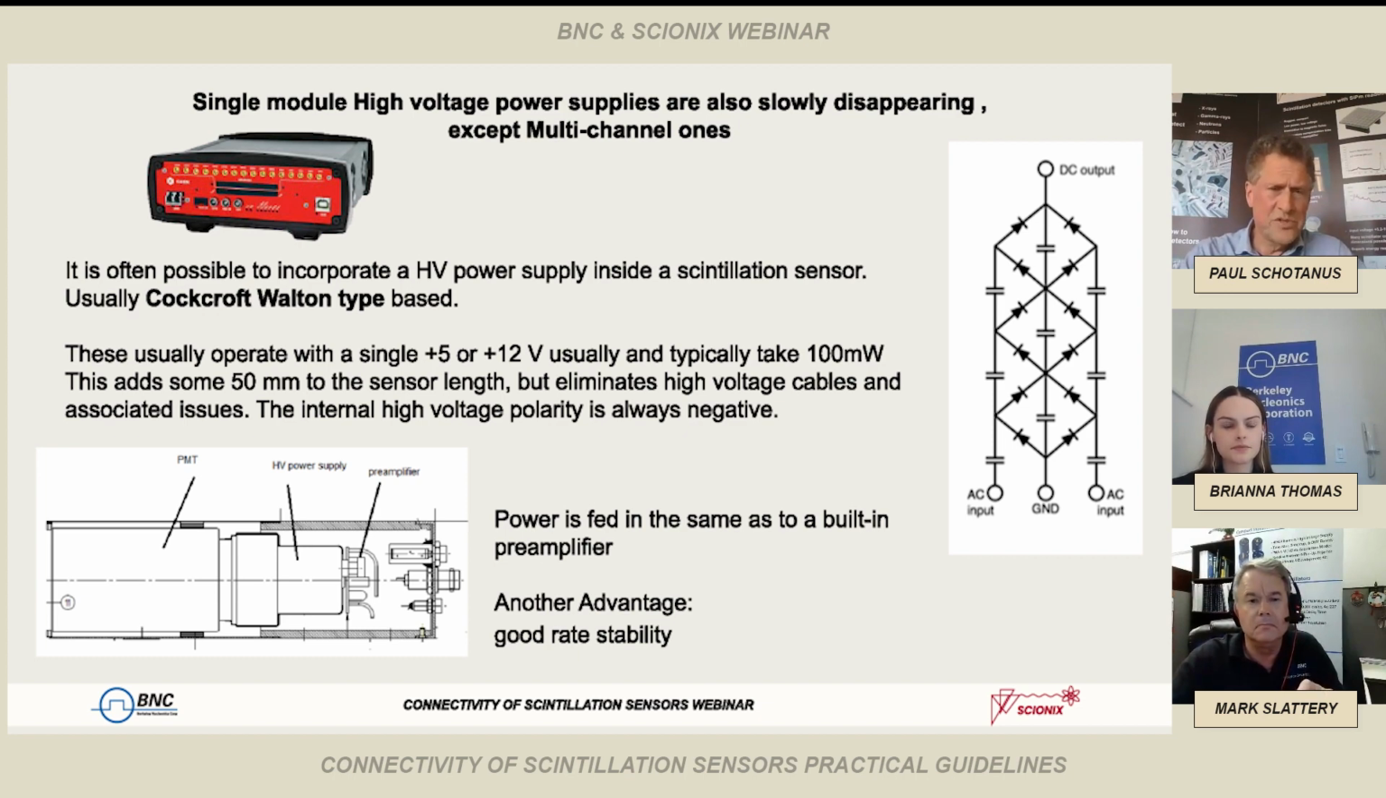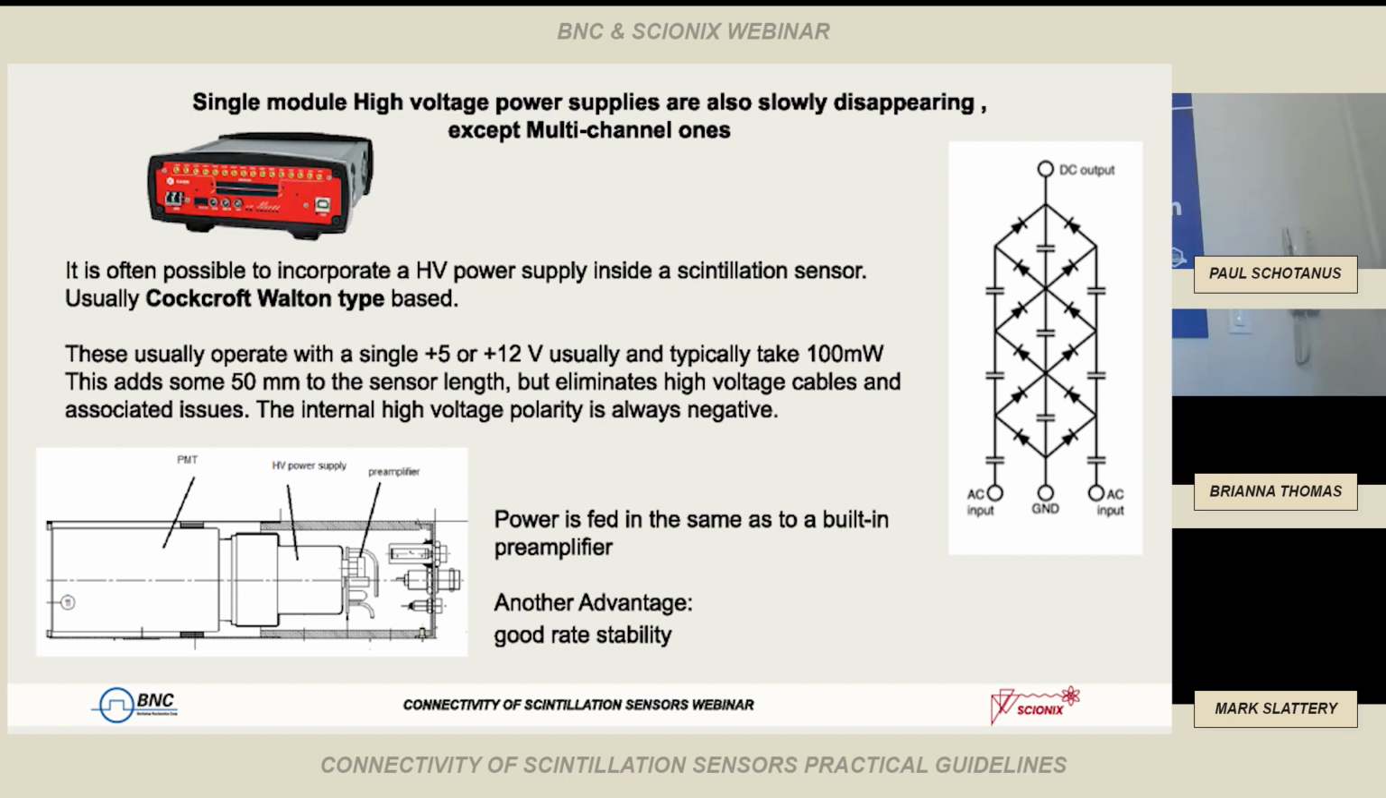Here to the left to the bottom, you see the configuration. The high voltage power supply is directly plugged on the photomultiplier tube, is fed usually with either 5 or 12 volts. Takes roughly 100 milliwatt, so 8 milliamp at 12 volt. And it adds about 5 centimeters to the length of the scintillation sensor. But it totally eliminates the need for any high voltage cables and associated issues with sealing, humidity, and so on. The internal high voltage polarity for Cockcroft-Walton based power supplies is always negative, so we have a DC coupled output signal, which is also very convenient for high count rates.